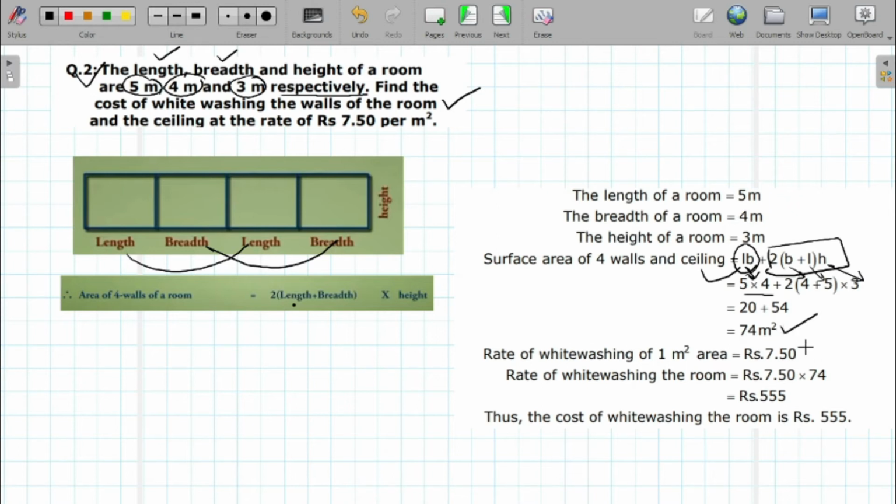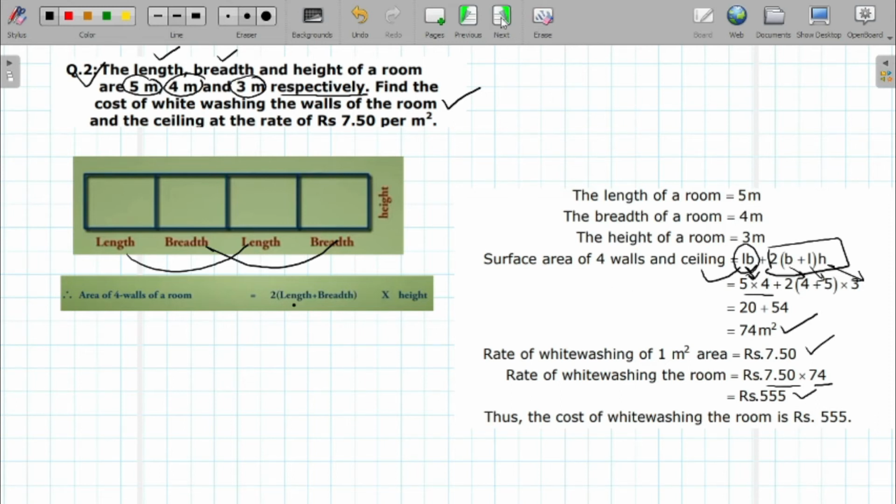The rate is given as rupees 7.50 per meter square. So we multiply the rate with the area. So we get rupees 555 as the cost of whitewashing. This is about question number 2.